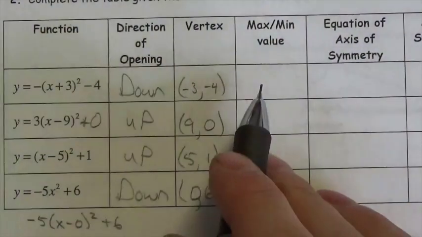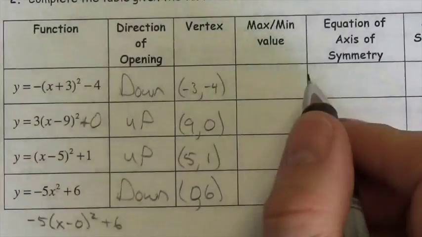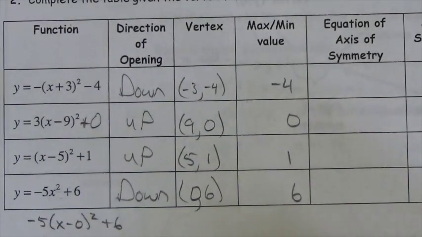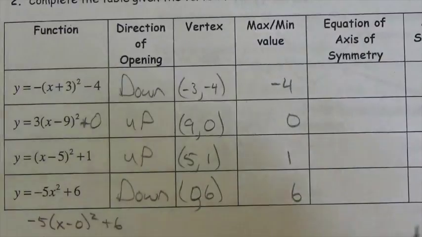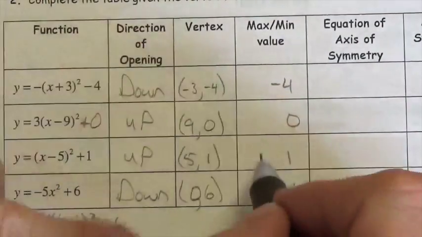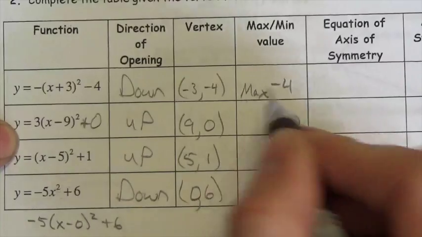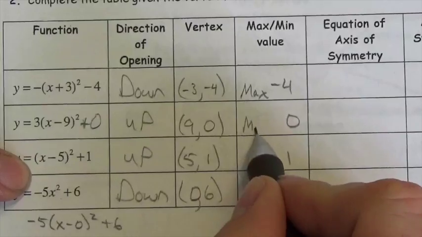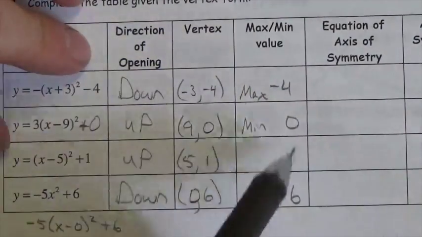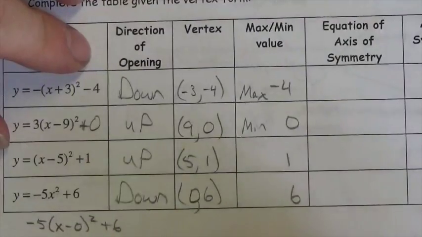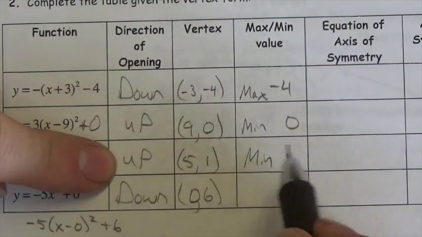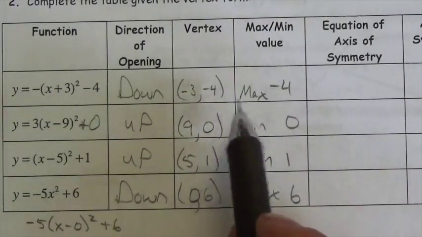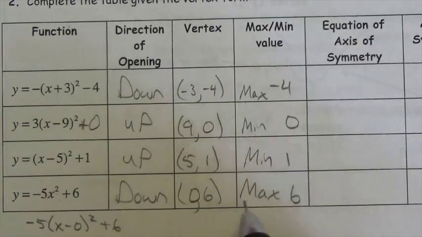Okay. Max min value. Now I want to be a little bit more specific. I know this is going to be the y-coordinate of each one of those vertices. We've already established that. Now the question is, is this a max or a min? Well, this one opens down, so that means that point must be the maximum. The vertex is the top. If it opens up, it's the min. If it opens up, we're talking about something that does this. That vertex is the minimum, the lowest value. Same thing here if it opens up. And then again, if it opens down, then the vertex is going to be the maximum value. So the max is negative 4, the min is 0, the min is 1, the max is 6.